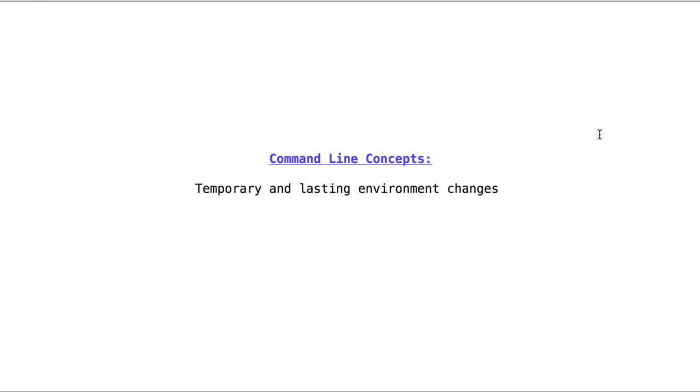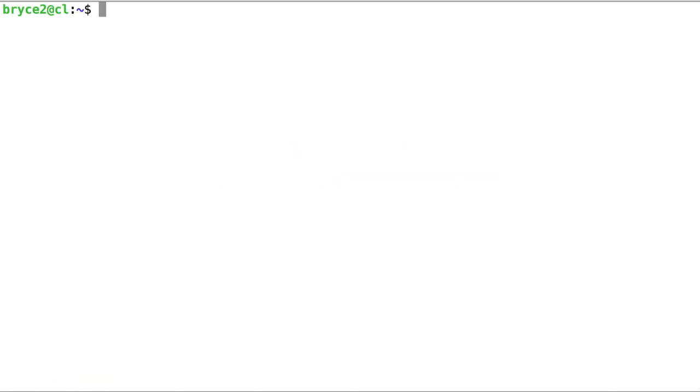Temporary and lasting environment changes. Your Bash environment consists of certain settings that will affect how Bash runs and how executables run within Bash. These settings include environment variables, such as PATH, as well as aliases.